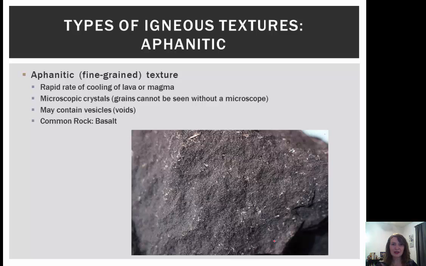Alright, now getting into our different types of igneous textures, our first one is aphanitic. Aphanitic is a fine grain texture that is formed from rapid rate of cooling of lava or magma. So you can't see the individual grains without a microscope. Now, it may contain what we call vesicles or voids, and the most common rock is basalt.